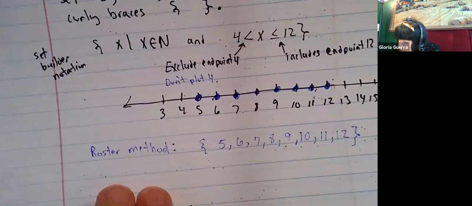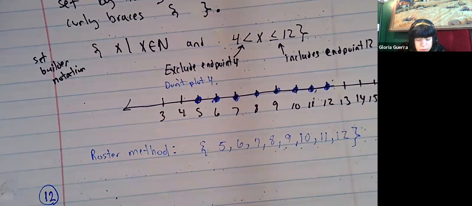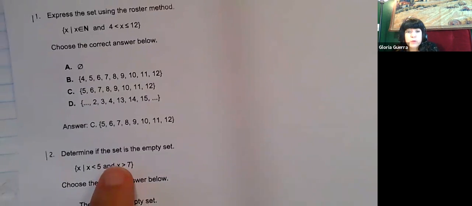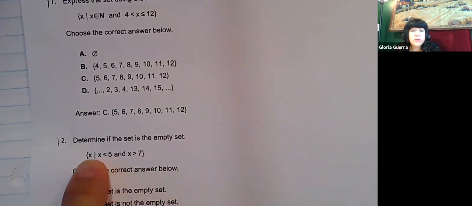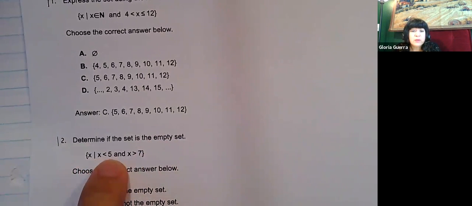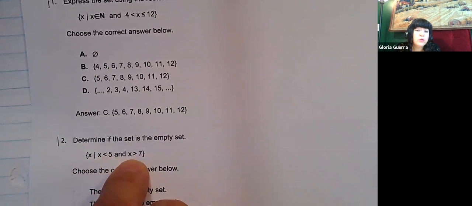Okay, now let's go to 12. Determine if this set is the empty set. Okay, so we have the set X such that all our unknowns are less than 5, and all our unknowns are greater than 5.